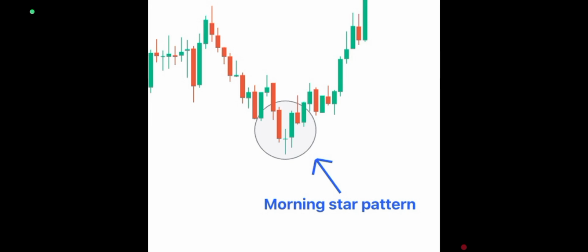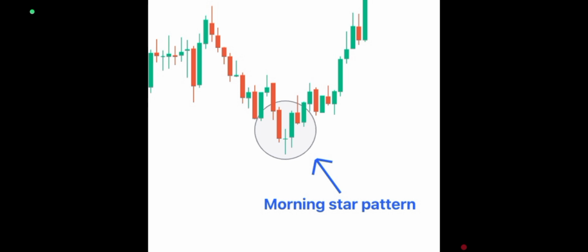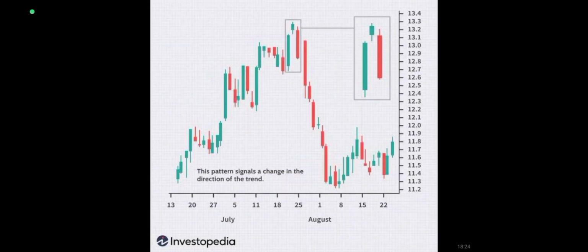This happens when you see a large bearish candlestick with a small candlestick. It can either be bearish or bullish candlestick, then you see another large green candlestick, which is a bullish candlestick, that's when you enter into the trade and you buy. Let's talk about the evening star.